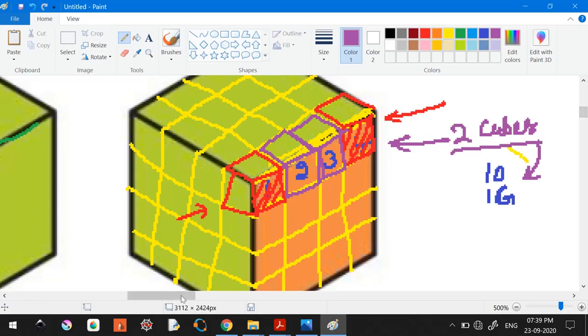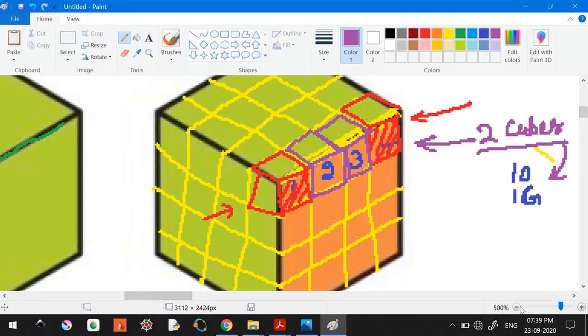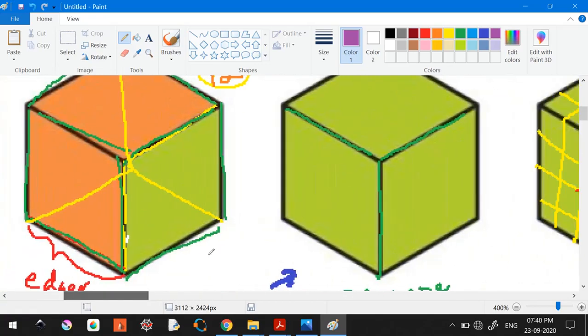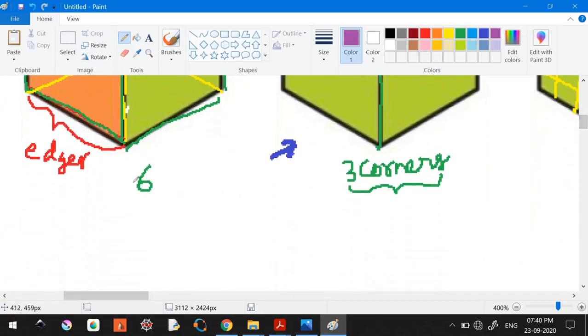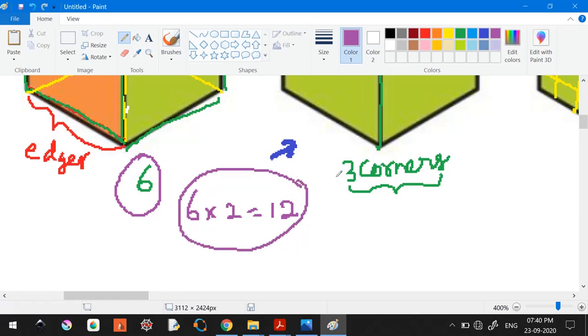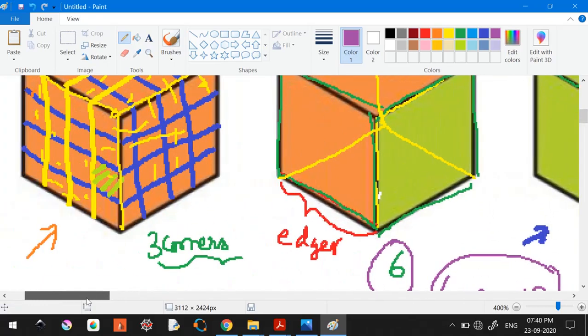So we have already identified how many edges have this kind of configuration, one side green and one side orange, which is 6, right? So 6 times 2 is going to be our answer, which is 12. So this is the number of cubes out of total cubes. How much is the total going to be?